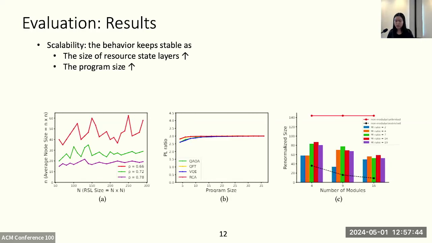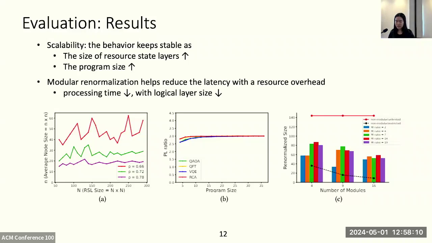The behavior of 1Perc stays stable as the computing scales up, in the sense that as the size of physical layers increases, the average node size of the renormalized lattice is stable, and as the program size increases, the success rate of renormalization is stable, where we can generate a logical layer about every 3 physical layers. Moreover, the online processing time is significantly reduced by the modular design of the reshaping algorithm, with the resource overhead that the size of the renormalized lattice becomes smaller.